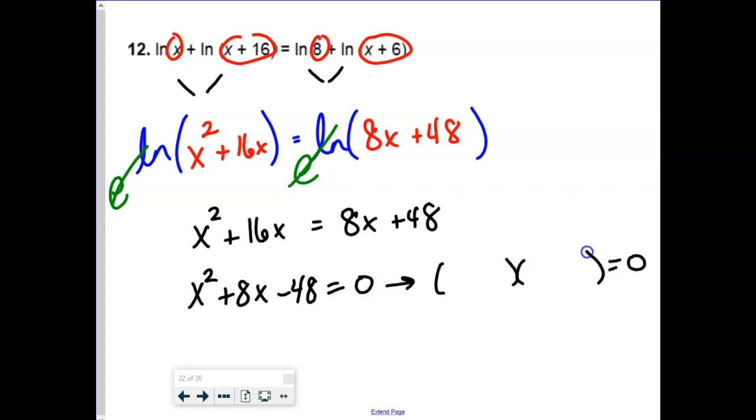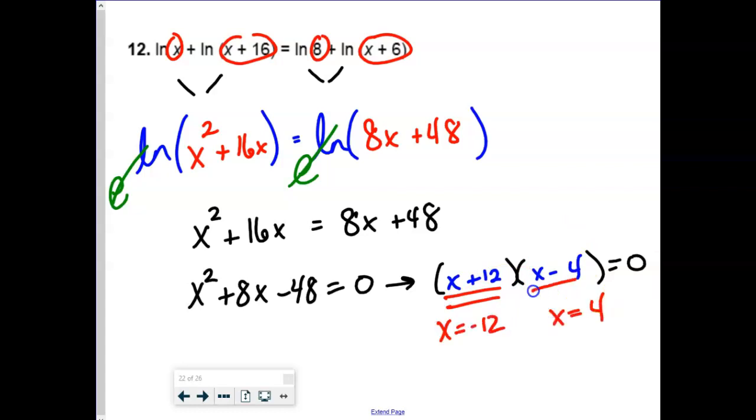Now, the questions we are giving you on this, they always factor for the logarithm questions. So if it's a quadratic, it'll always factor. So if you got some crazy quadratic and you're like, nothing works, I have to use quadratic formula, you messed up. So we were trying to be nice to you, I guess. It is 12 and 4. x plus 12 and x minus 4 would work. So your solutions come out to x equals negative 12 and x equals 4.